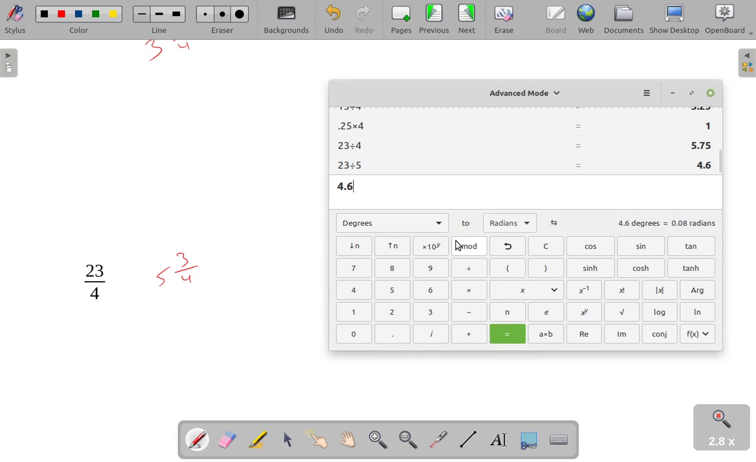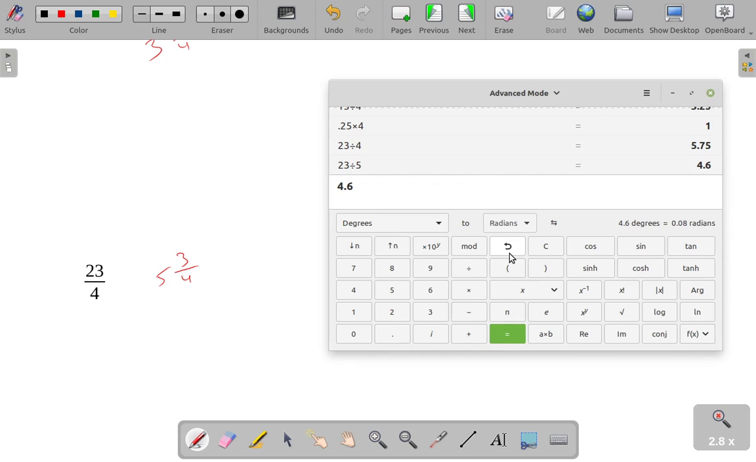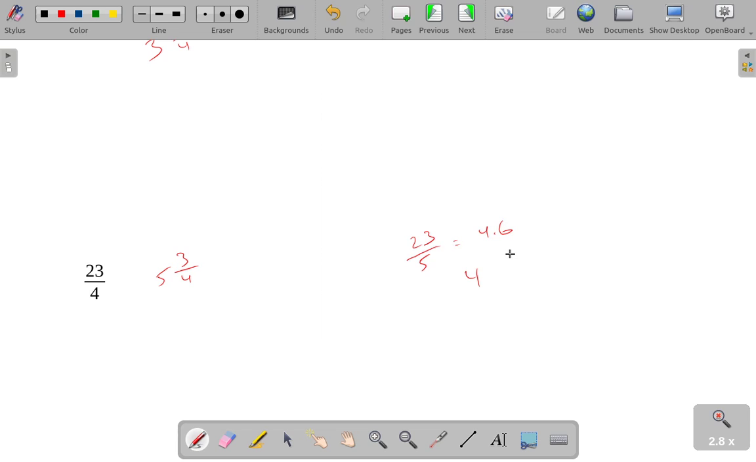23 divided by 5 gives us 4.6, and we need to figure out how to deal with that 0.6. So 4 is the whole part, and that 0.6, well, I divided by 5, so I'm going to take that 0.6 times 5, which gives me 3. That's my new numerator. This would be 4 and 3/5.